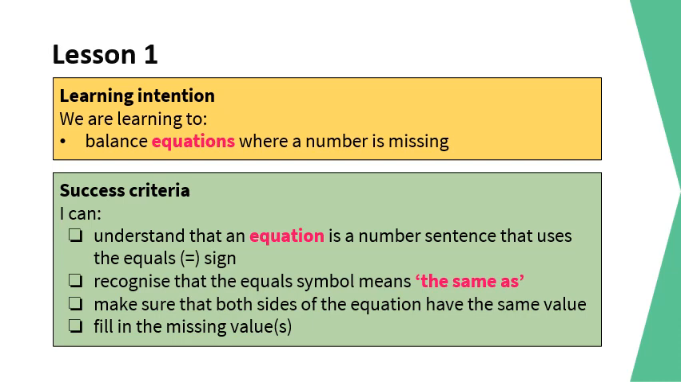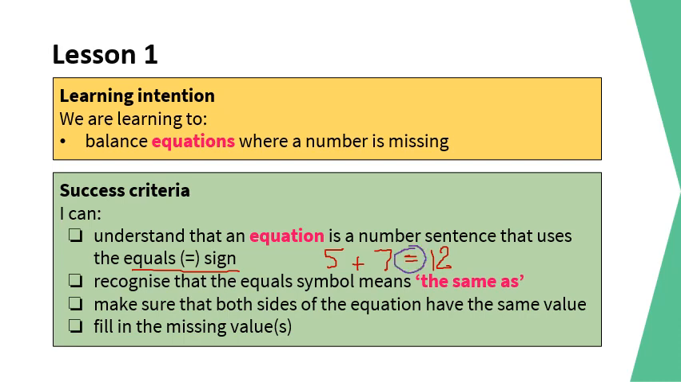So the first thing you'll need to understand is, what is an equation? Well, it's a number sentence that uses the equals sign. So let's say 5 plus 7 equals 12. This is a number sentence, but it's also an equation. So an equation is a type of number sentence that uses the equal sign.